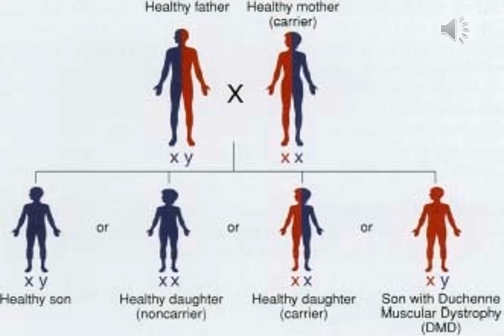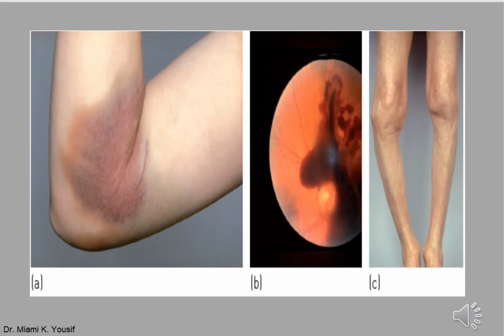If a healthy father mates with a healthy mother who is a carrier, in each pregnancy there are 4 possibilities. First, a healthy son. Second, a healthy daughter, non-carrier. Third, a healthy daughter but carrier. And fourth, an affected son. Hemophilia is an important example of diseases inherited as X-linked recessive.